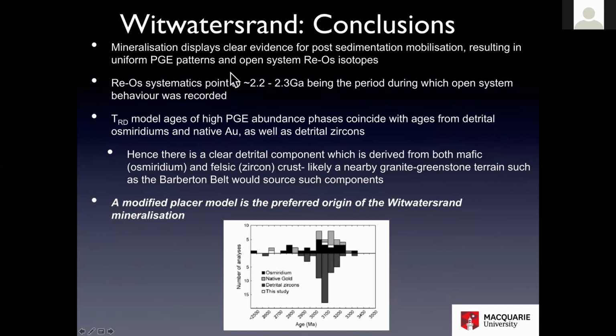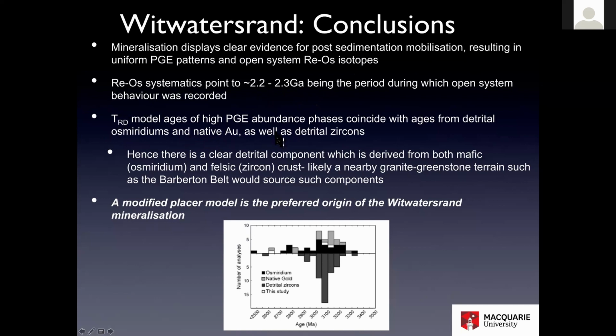And this homogenised the PGE patterns to being those IPGE depleted patterns, and opened the system for rhenium and osmium isotopes. Although I'm not going to stand hand on heart and say what the actual age is, somewhere in that period of 2.2 to 2.3 billion years would be the best bet.